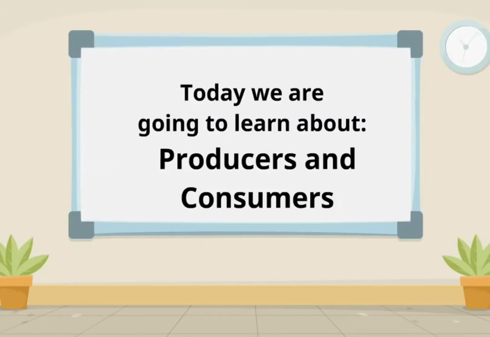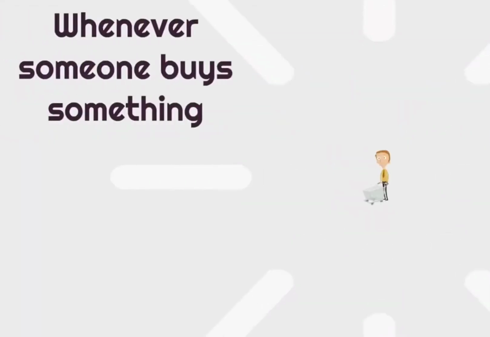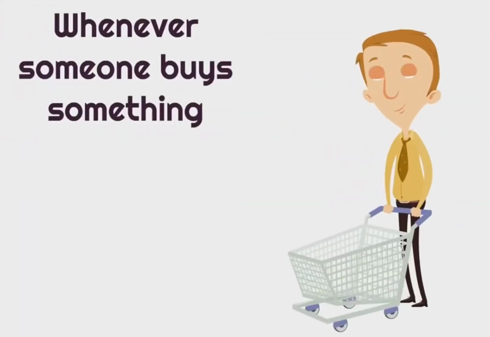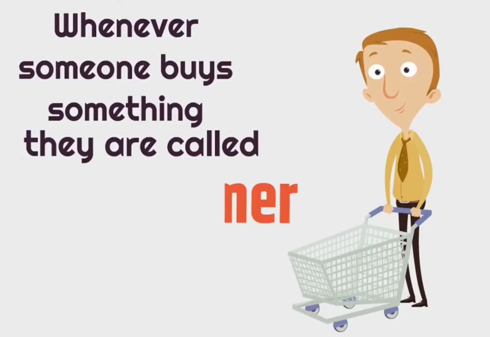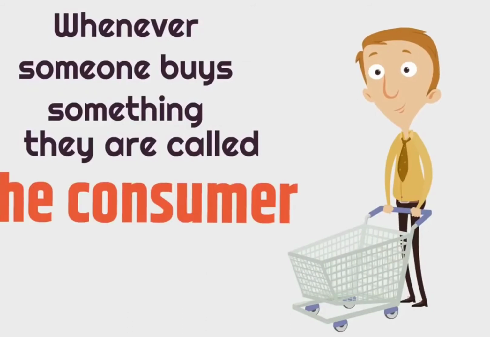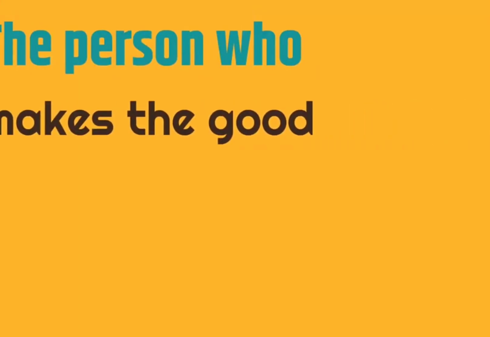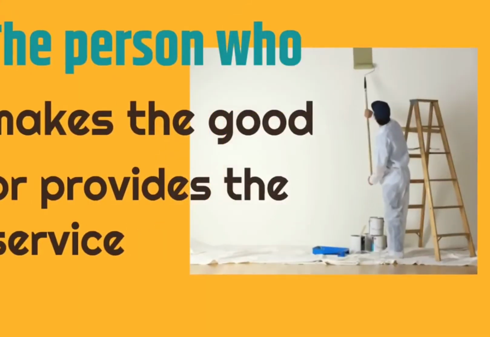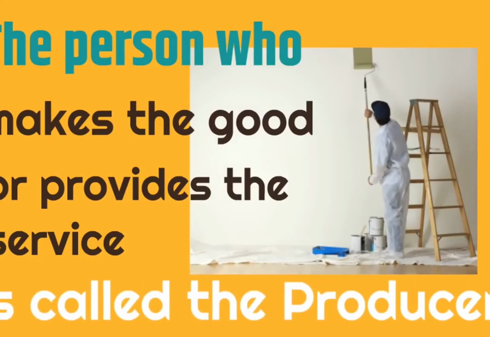Today, we are going to learn about producers and consumers. We're going to find out what a producer is and what a consumer is and the difference between the two. Whenever someone buys something, whether it's a good or a service, they are called the consumer. The consumer is the one who buys the good or the service. Now, the person who makes the good or provides the service is called the producer.